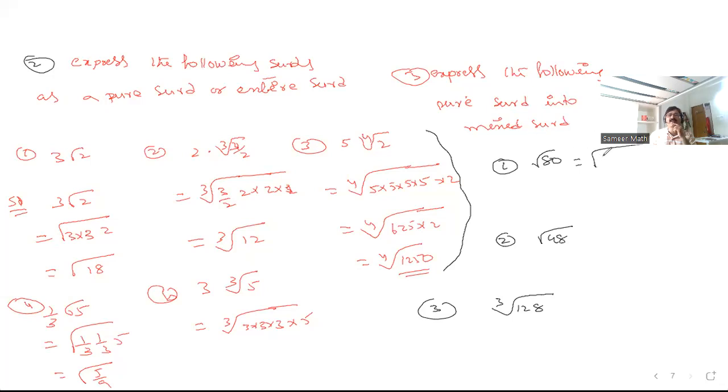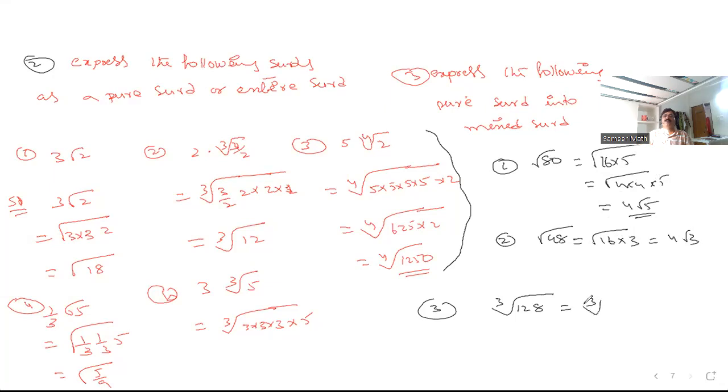How to write here? You know very well, the factors of 16 5s are 80. Right, sir? 16 5s you can write. That means here you can write 4 how many times? 2 times. Right guys? That means 4 root of 5. We converted this pure surd into mixed surd. Yeah, you see this one. This one is also very, very important. 16 threes are 48. So 4 root 3 you can write.